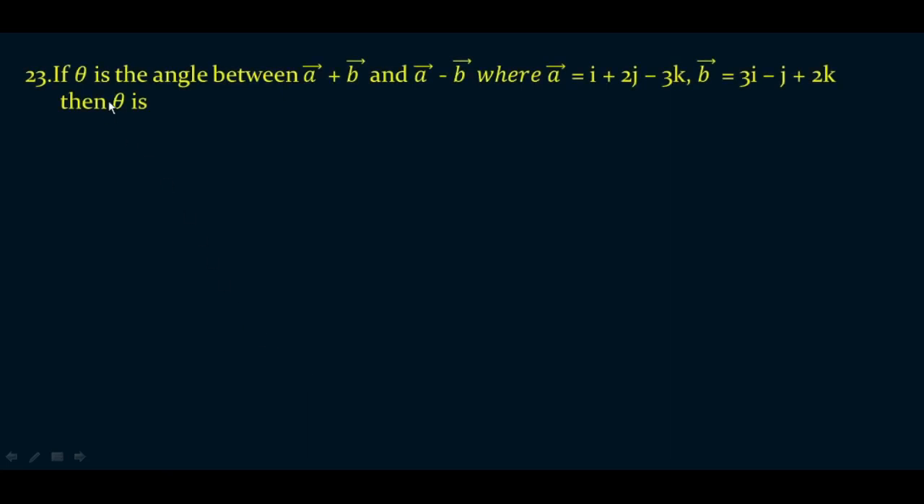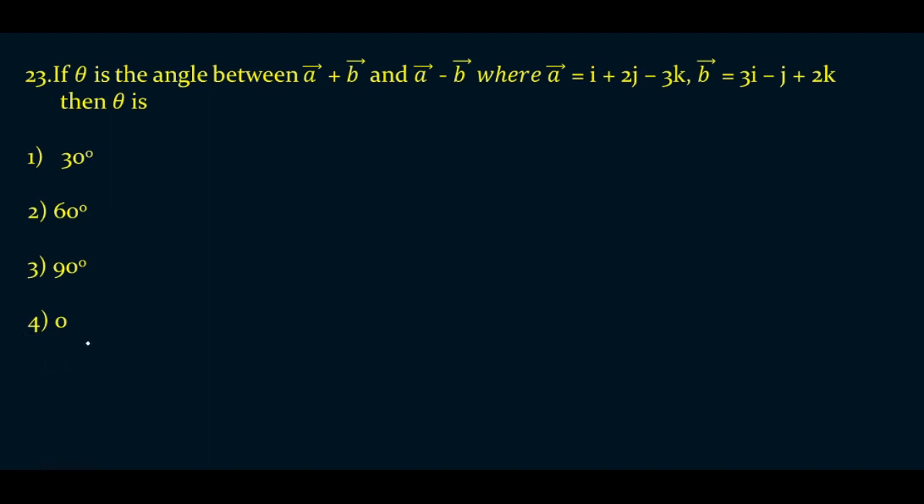The next question, question number 23. If theta is the angle between vector a plus vector b and vector a minus vector b, where vector a is i plus 2j minus 3k and vector b is 3i minus j plus 2k, then the value of theta is: the first option is 30 degrees, the second option 60 degrees, the third option is 90 degrees, and the fourth option is 0 degrees.